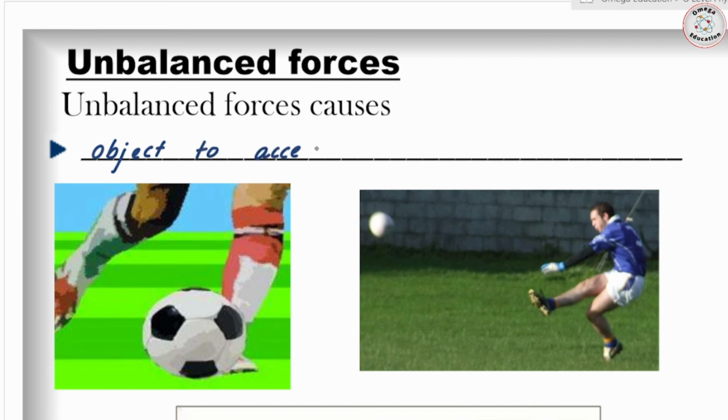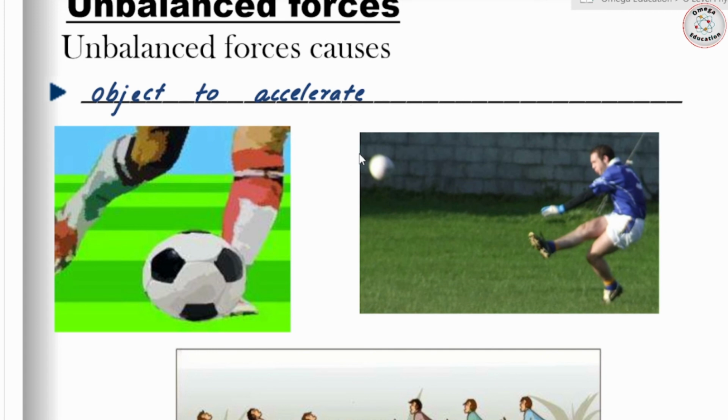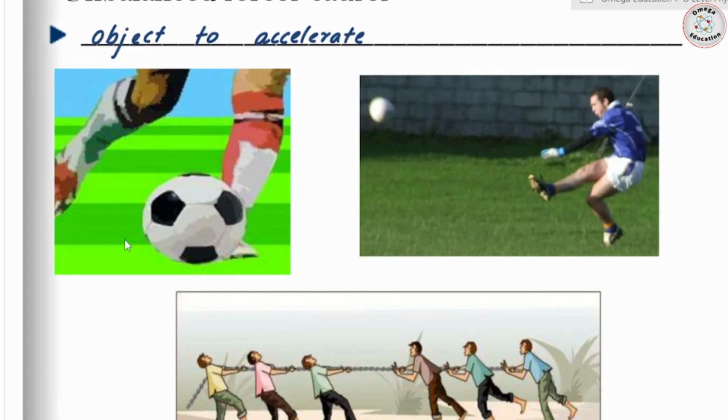And when I use the word accelerate, it can mean decelerate as well. So unbalanced forces are the forces when the net force is not 0, or the resultant force is not 0. And these are the situations.